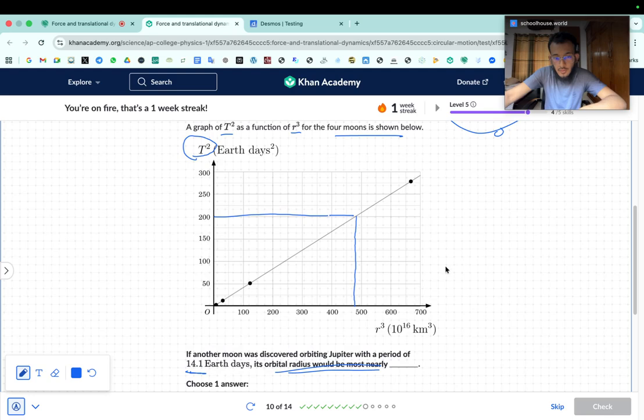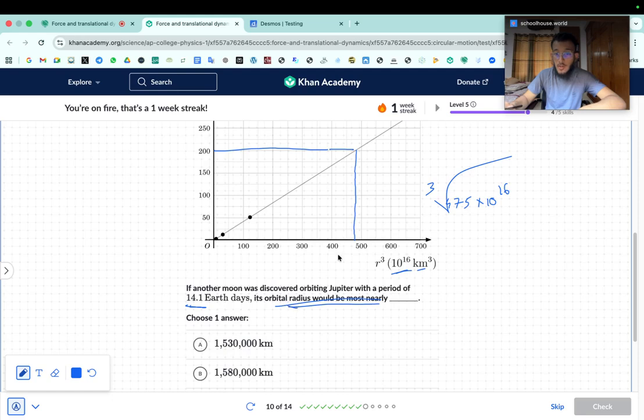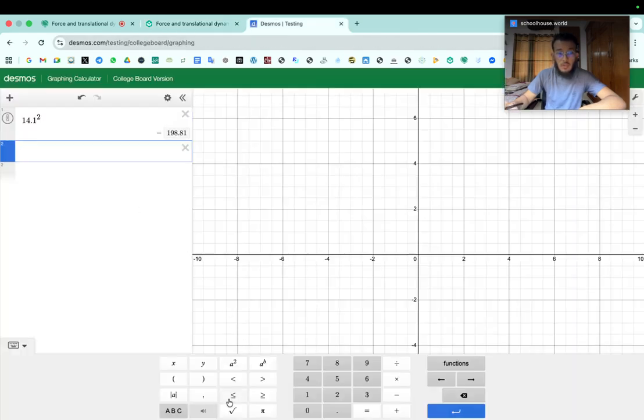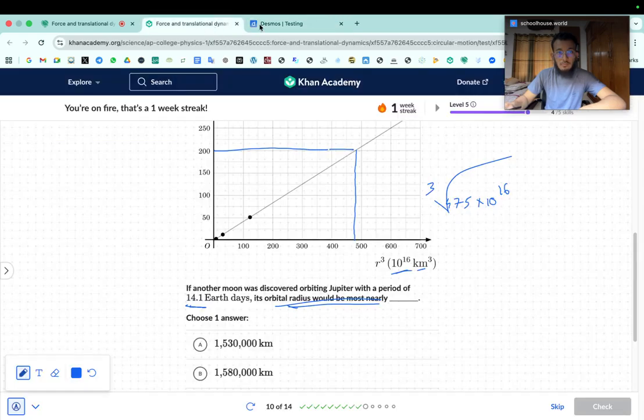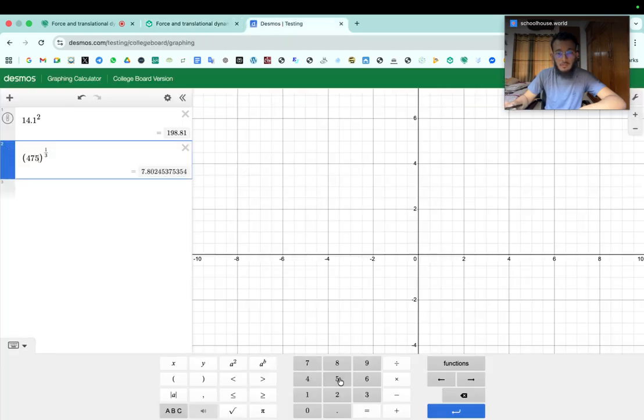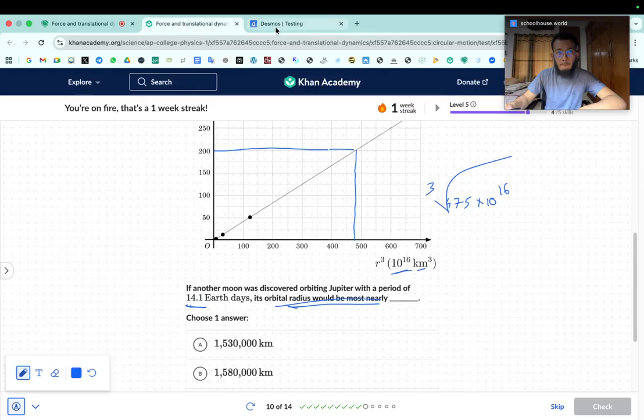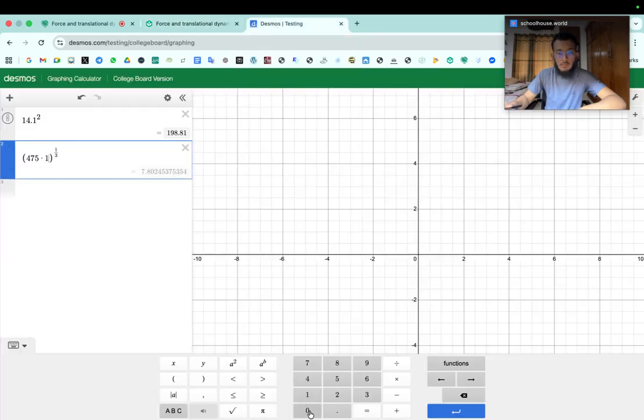And when we do so, we get a value of 475, times 10 to the power 16. And we have to cube root that because they have asked for orbital radius, so r cubed. Cube root is the same thing as to the power of 1 divided by 3. So we have 475 times 10 to the power 16.